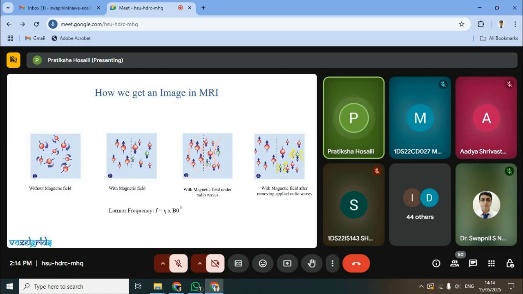At that frequency, when we play radio waves, only then will the hydrogen atom flip. So the Larmor frequency plays a very vital role in imaging. Now we saw how we get an image in MRI. We don't get an image directly, we store those radio frequencies after digitalization in k-space.